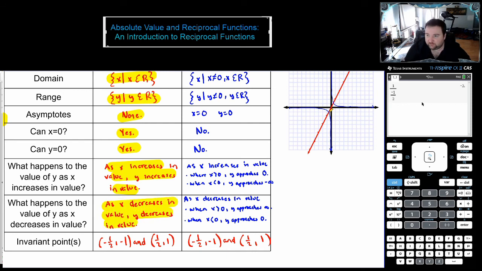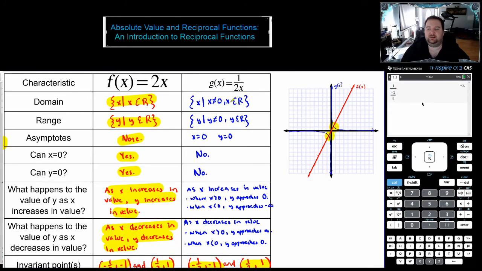And what are your invariant points? They're these points here, and they're negative 1/2 and negative 1, and 1/2 and 1. And those are shared points. Now, lines, that's easy. Let's look at the reciprocal function and make sure we know how to do that.